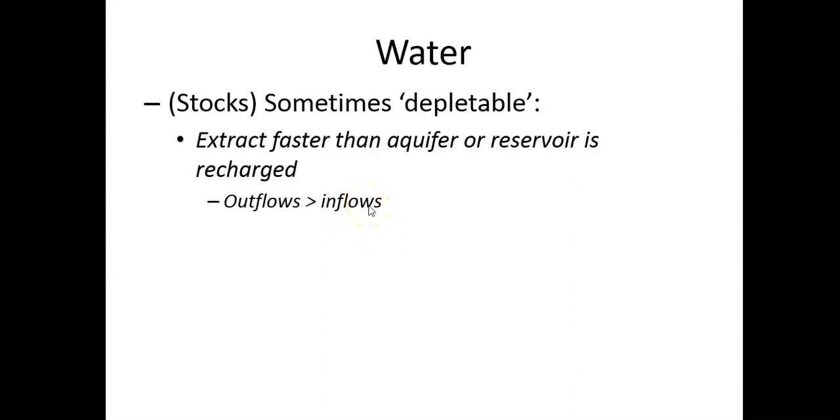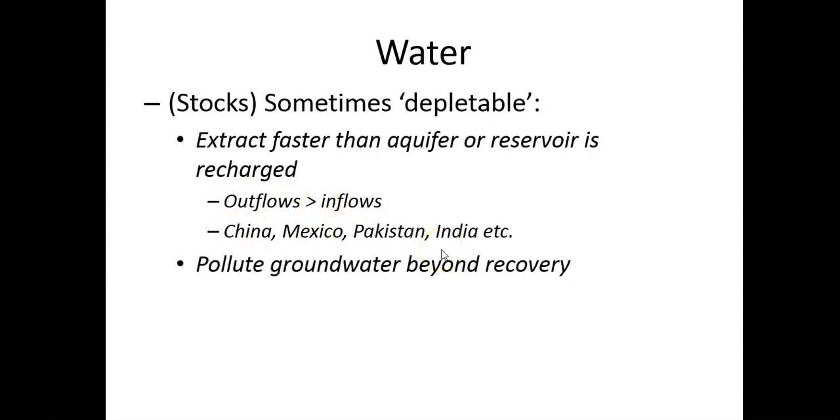We're extracting faster than the maximum sustainable yield, which happens periodically throughout the world, whenever there's a drought situation. But it happens very consistently in parts of China, Mexico, Pakistan, India, and parts of the western United States, which have been having chronic drought conditions where outflows are greater than inflows for a lot of water resources.